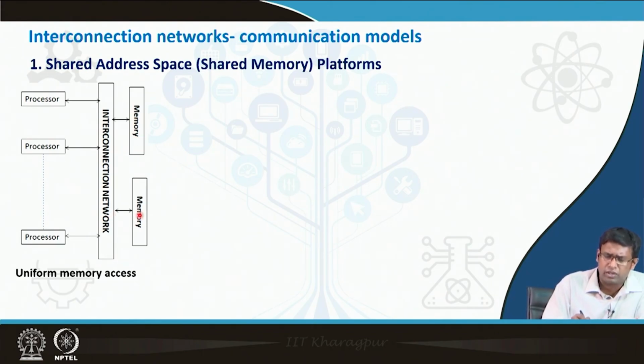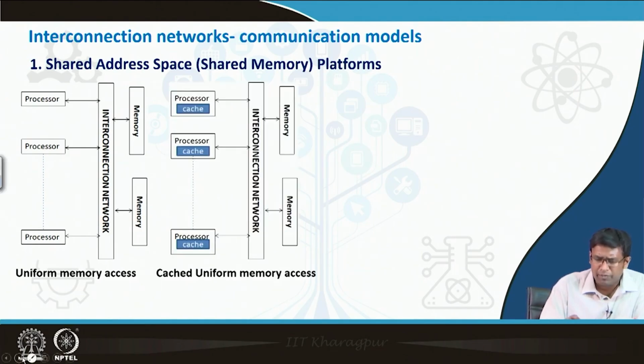So, these memories, though they are different pieces, can be assumed to be a virtually contiguous piece of memory, and the same memory is uniformly accessible by all the processors which are connected to the interconnect network. This is called a uniform memory access, or UMA machine, and if the processors have cache, this is called cached uniform memory access. There is a difficulty if the processors have cache.